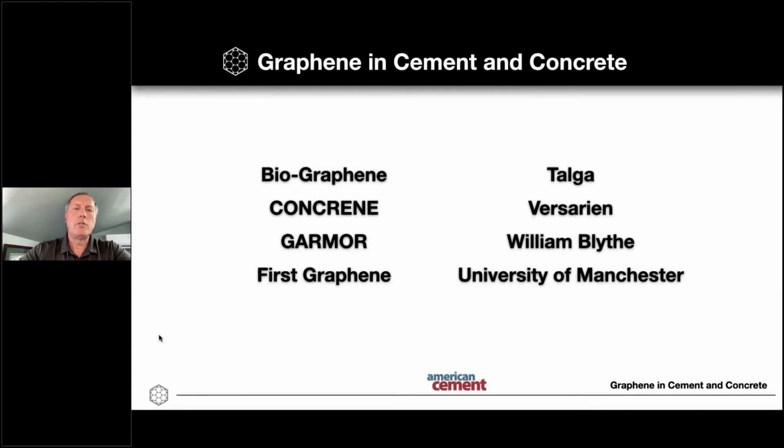And now who's actually doing this? So there's a number of companies that are producing graphene that is specifically being used in concrete and cement applications, including BioGraphene, Concrete Garmore, First Graphene, Talga, and other companies that are affiliated with the Graphene Council.